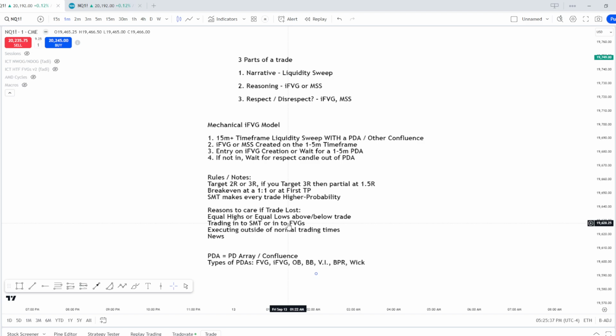And it'll be very clear with those things because they are PD arrays. They are things that we are actually using in our trade. So if they are being used against us, it's just a clear reason of why our trade lost. And mind you, everything in trading is probability.